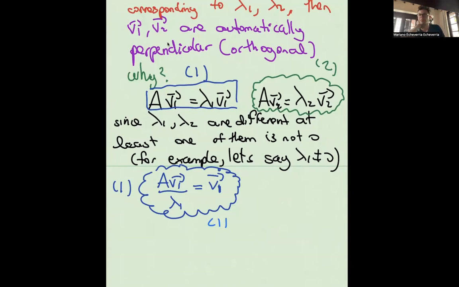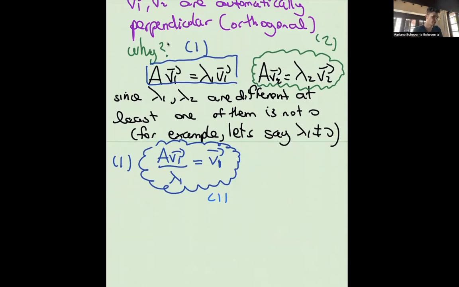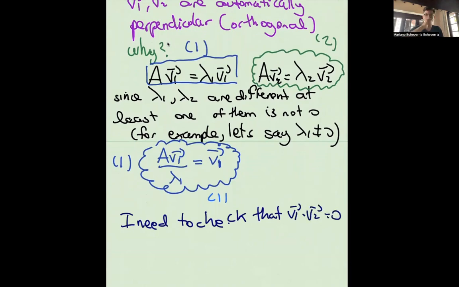How can I check that v1 and v2 are perpendicular? I need to check that the dot product is 0. So I need to check v1 dot v2 equals 0. That would tell me that they're perpendicular. Again, if you have two vectors and their dot product is 0, that means that the vectors are perpendicular.